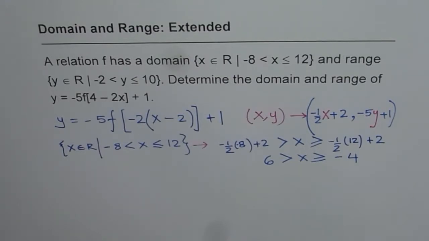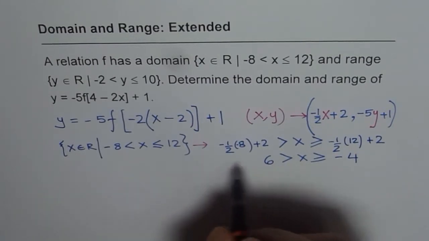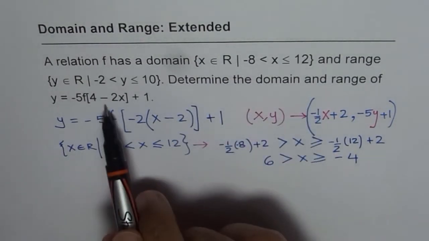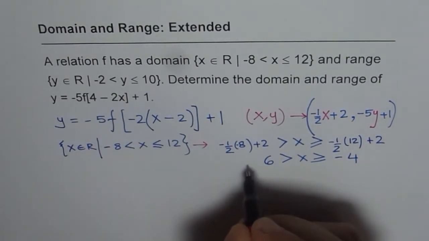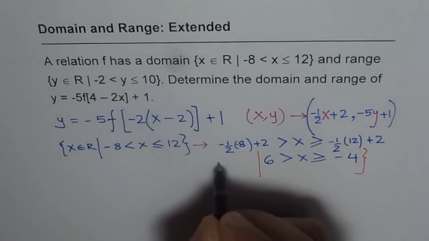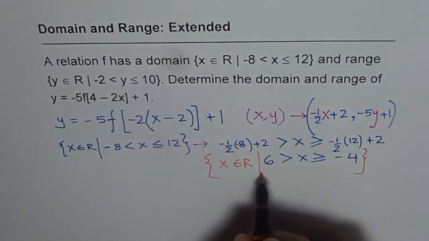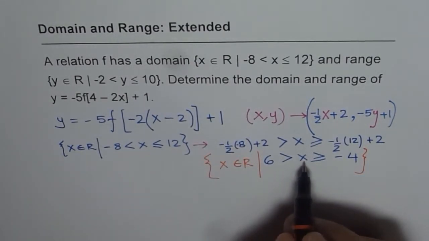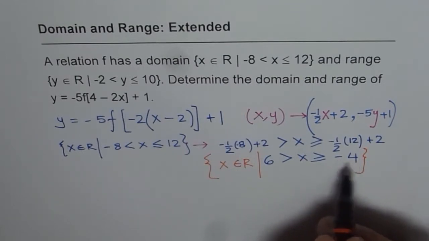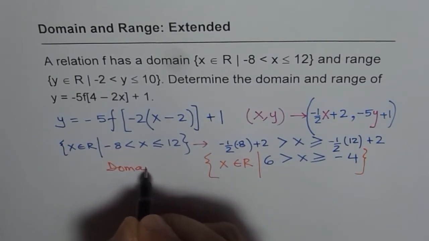Do you understand? So now the domain of the transformed function should be this. That is the domain. So we can write the domain of this transformed function as: x belongs to real numbers where x is greater than or equal to -4 and is less than 6. That is the domain of the transformed function.